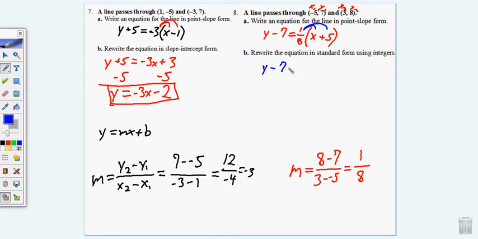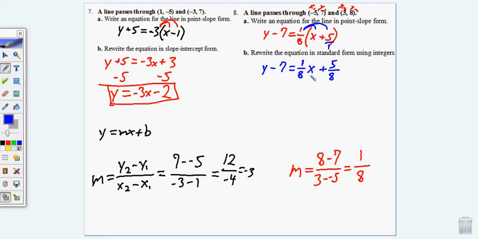So we have y minus 7. 1/8 times x is 1/8x. And then if you're unsure about this, 1 over 8 times 5 over 1. When you multiply fractions, we just multiply the top and multiply the bottom. So this is going to be 5/8. Which makes sense. 1 over 8 times 5. If we have 5 1/8s, we have 5/8. Put that in your calculator if you need to double check it, but this is good.